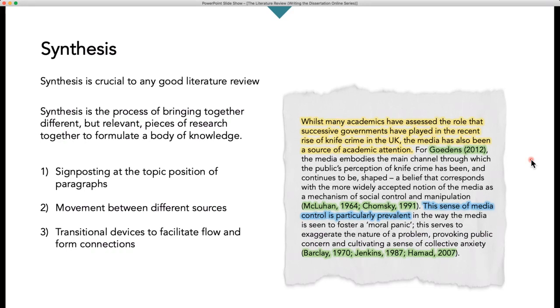It's not just about signposting at the beginning. It's not just about dropping sources in throughout the paragraph. It's also about forming those logical cognitive connections. Because without these phrases, these transitional devices, we don't get that sense of narrative. We don't get that movement from sentence A to sentence B and sentence B to sentence C. So those are the three dominant elements that if you can get right, you will achieve synthesis. And that's what synthesis entails.